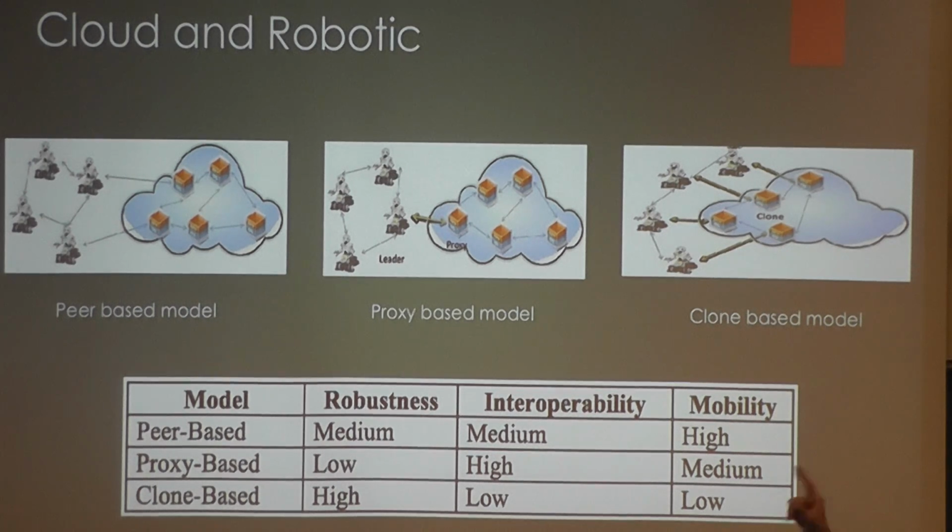There are three topologies of cloud robotics so far: peer-based model, proxy-based model, and cloud-based model. The cloud-based model is the most advanced, because you can get the advantage not only from the robot itself, but also from the cloud. And this cloud should have an advanced architecture to control things.